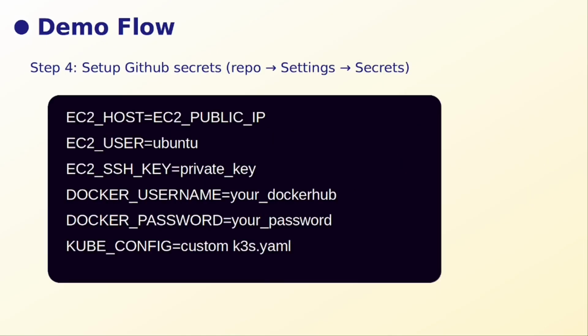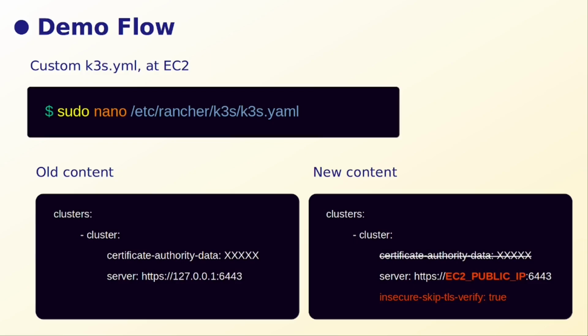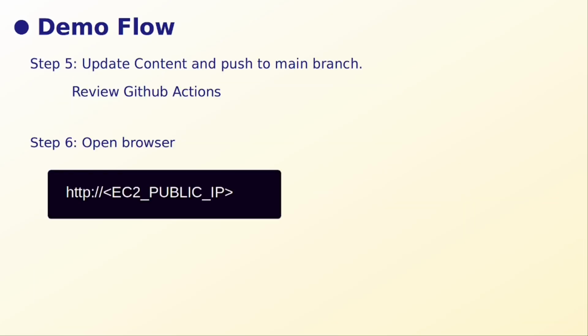Step 4. Configure GitHub secrets. Add the following secret in your GitHub repository. Update your K3S kubeconfig file. Follow this guide. Step 5. Push code. Update your application or configuration, then push to the main branch. GitHub Actions will automatically build, scan, push, and deploy. You can monitor the process in the Actions tab.